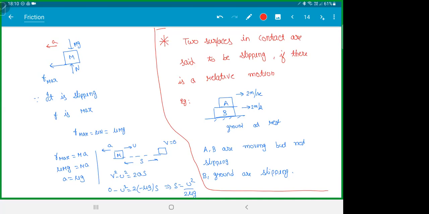Easy one. Any doubts on this? How to draw an FBD? What is the meaning of that? What is the meaning of slipping of two surfaces? Anything you didn't get in this page, please ask.